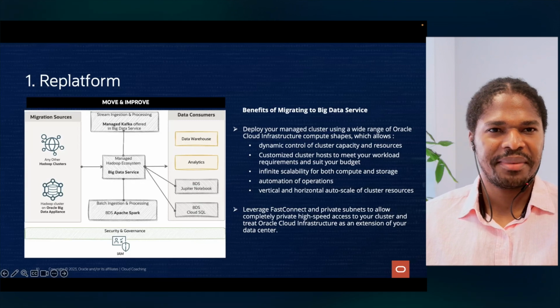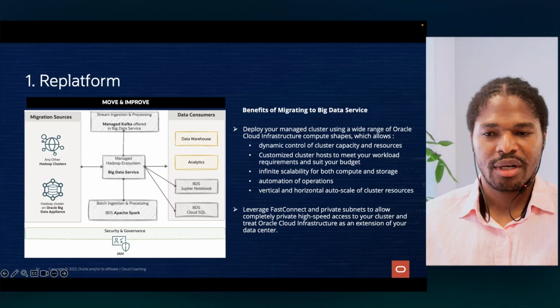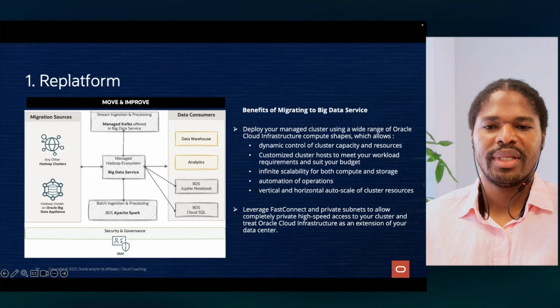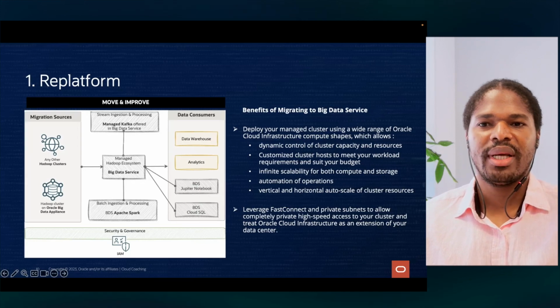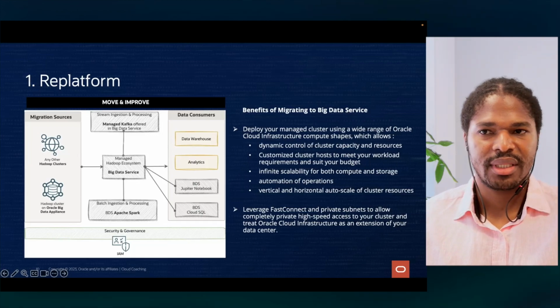One last piece of information before we move on to the next one is that you can leverage the Oracle Fast Connect for a private subnet, to allow for complete high-speed access to your cluster and treat the Oracle Cloud Infrastructure as an extension to your on-premises data center if necessary.